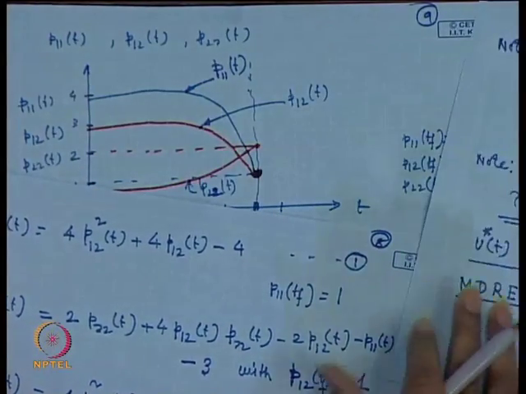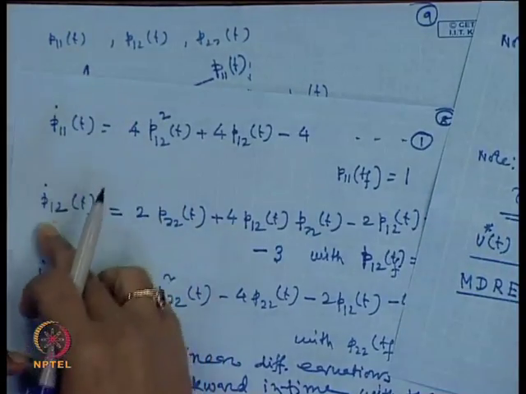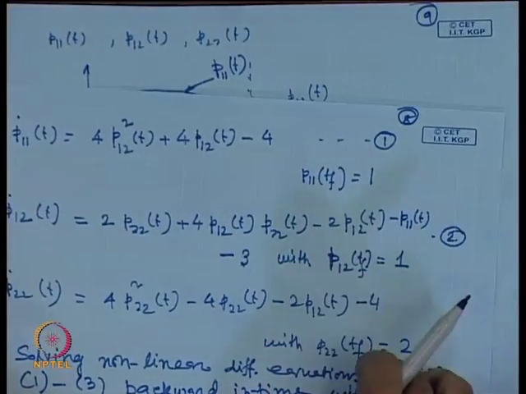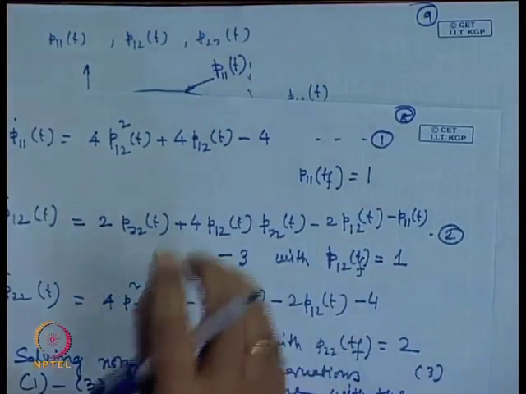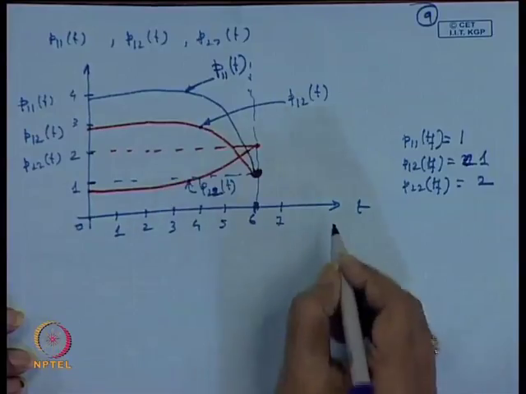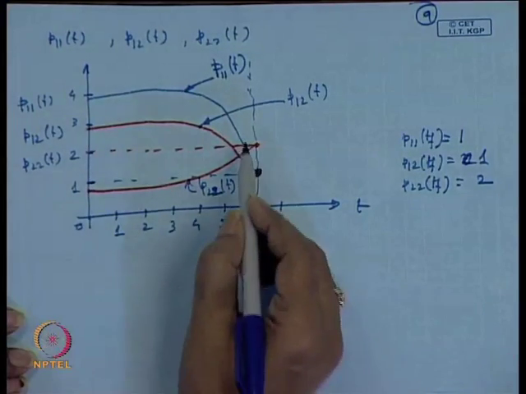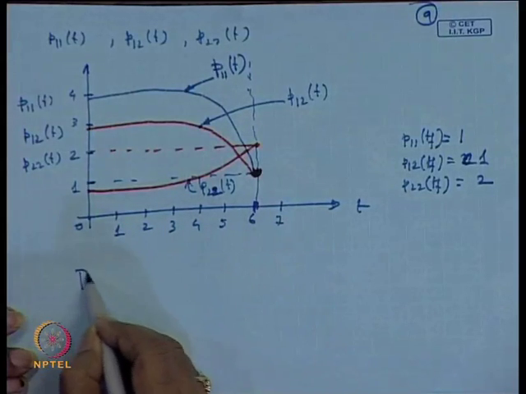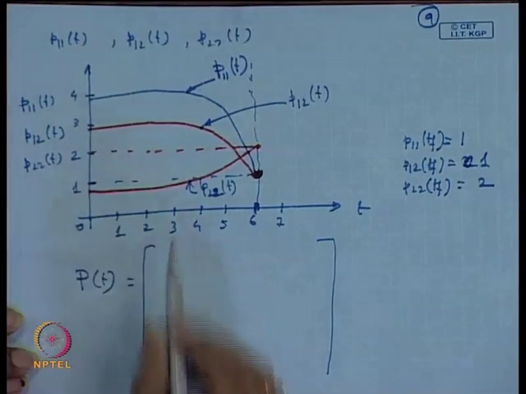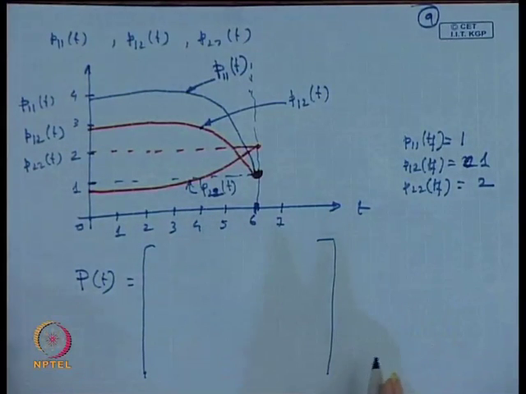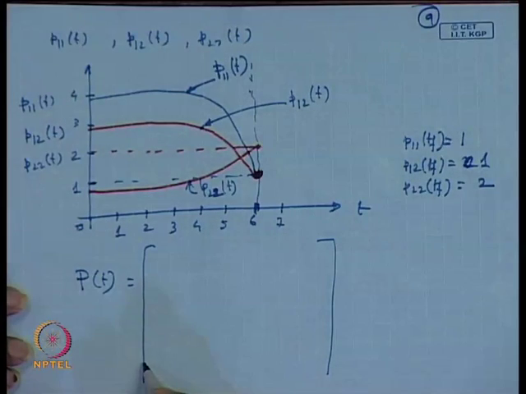I have given you the exercise to solve for P11, P12, and P22 dot using the final terminal condition, as well as a numerical method, say the fourth order Runge-Kutta method. Or, in the simplest way, if the sample step size is very small, you can use Euler's method for solution of these three differential equations. Once you get this solution, you store P(t), which has 4 elements for this particular example.